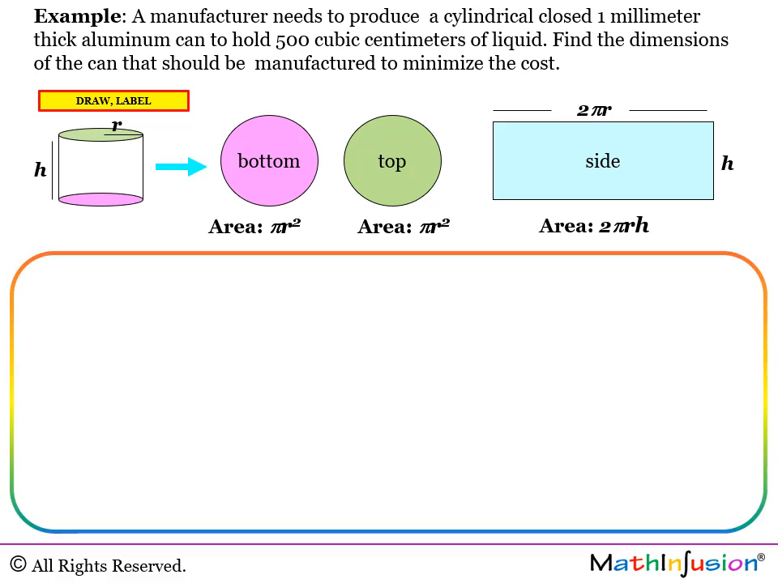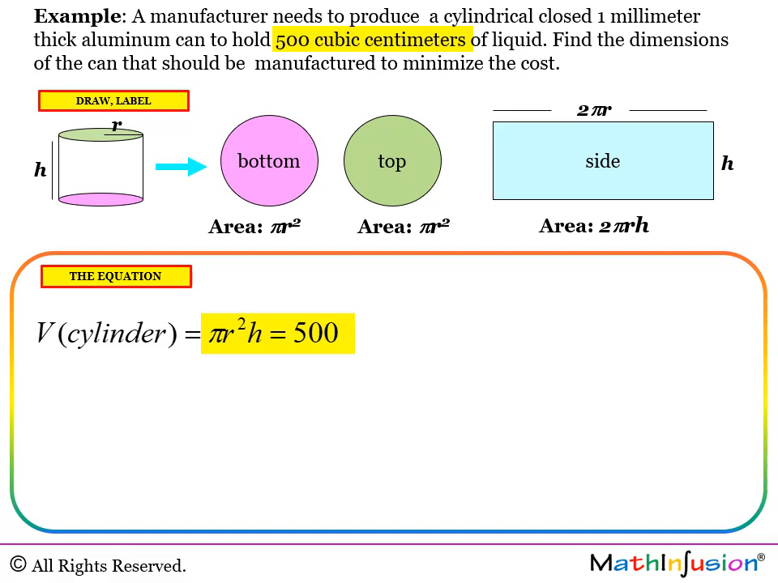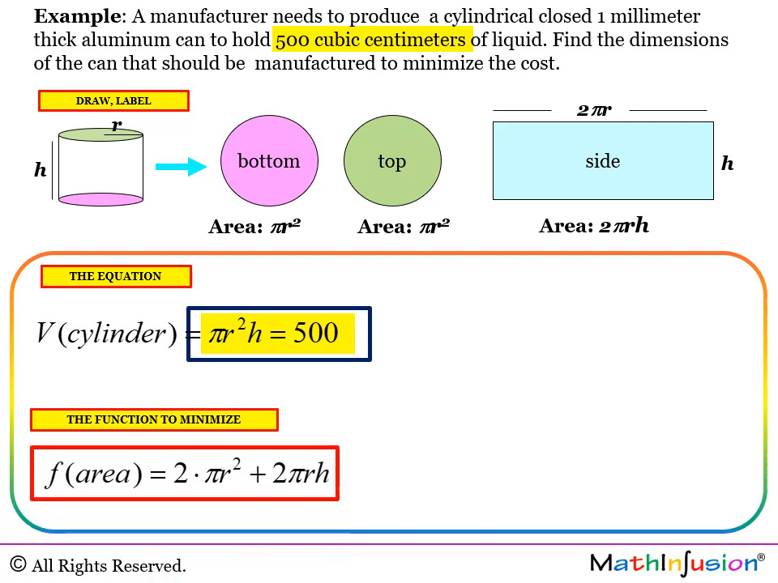Let's find the equation. We have a restriction for the volume. So the volume of the cylinder has to be 500. The volume of a cylinder is the base, which is pi r to the power of 2, times the height, which is h. So this is the equation. What is the function? The function is the sum of all those areas that we have above in the picture. So we have 2 times pi r to the power of 2 for the bottom and the top, and then we have the side, which is 2 pi r h.